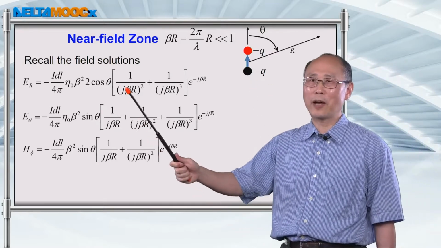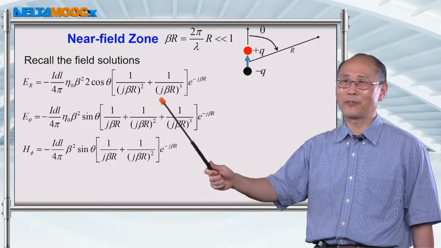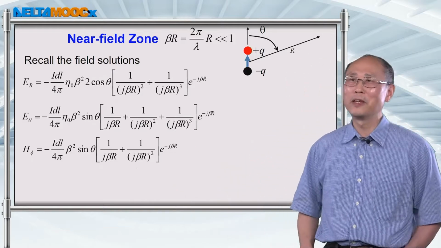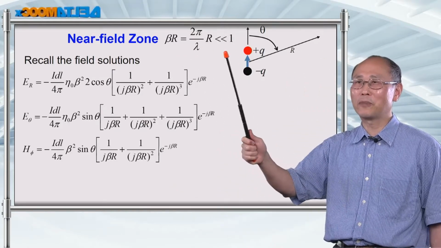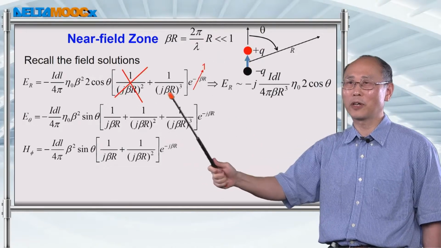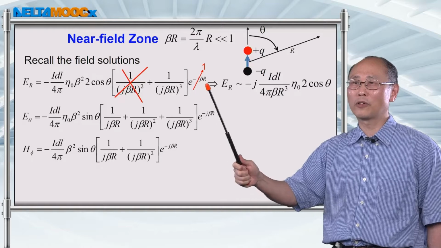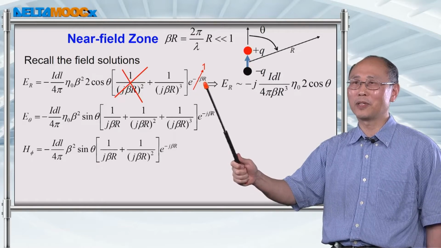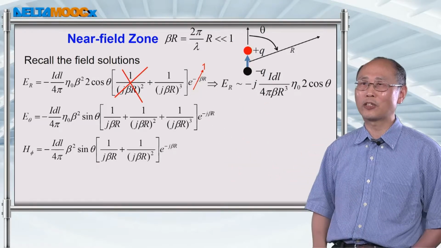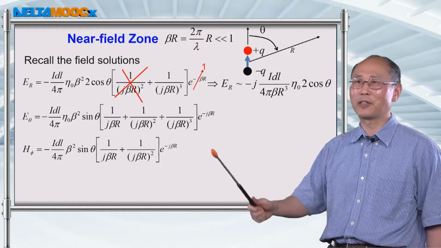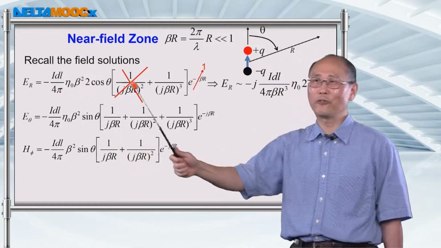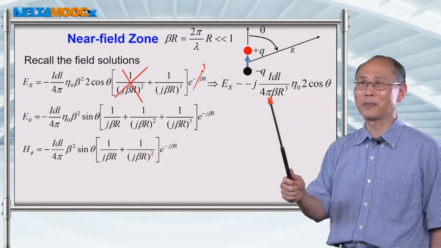First, let's copy down all the field expressions from the last session. We have E_r, we have E_theta, and we have H_phi. If we have beta R much less than 1, this means that this term is going to be small compared with this term. And also the phase beta R is going to be a value very close to 0. So the exponential of minus j beta R can be approximated as 1 in this expression. So the R component of the electric field becomes this expression.